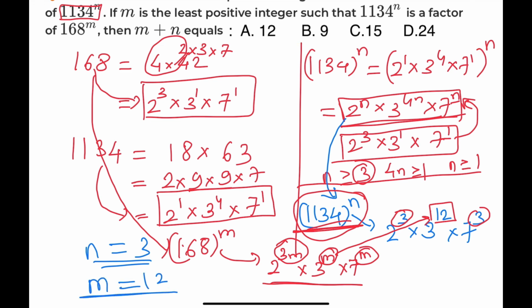And now, as required in the question, we can easily figure out the value of m plus n. m is 12 and n is 3. m plus n, your answer will be 15. That is your C option.